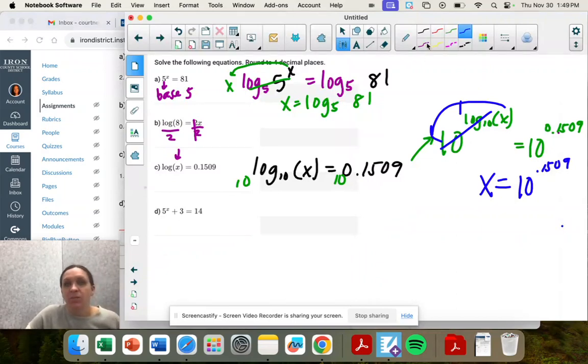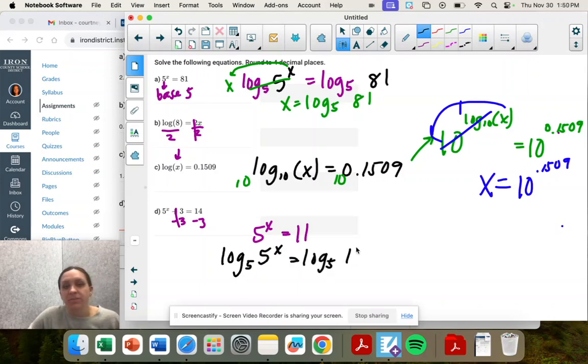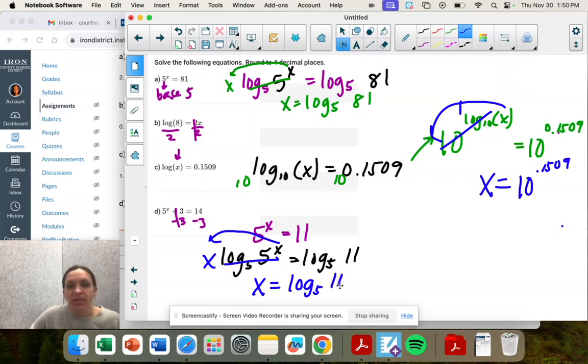All right, last one. We need to get the exponent by itself. So I'm going to subtract 3 on both sides. 5 to the power of x equals 11. And now we look at our base, 5. So we're going to take log base 5 on both sides. And the x comes out front. So that's 1. And we're left with x equals log base 5 of 11, which just goes in our calculator.